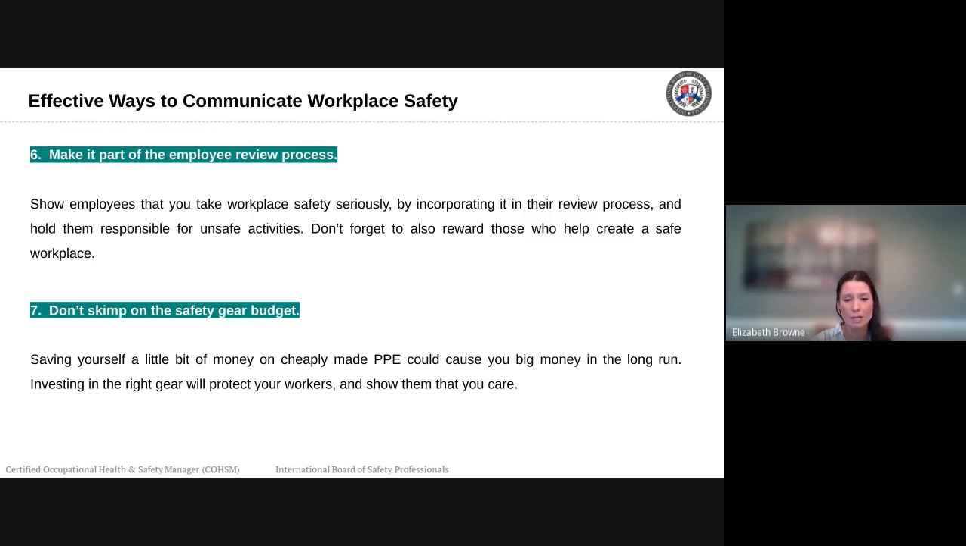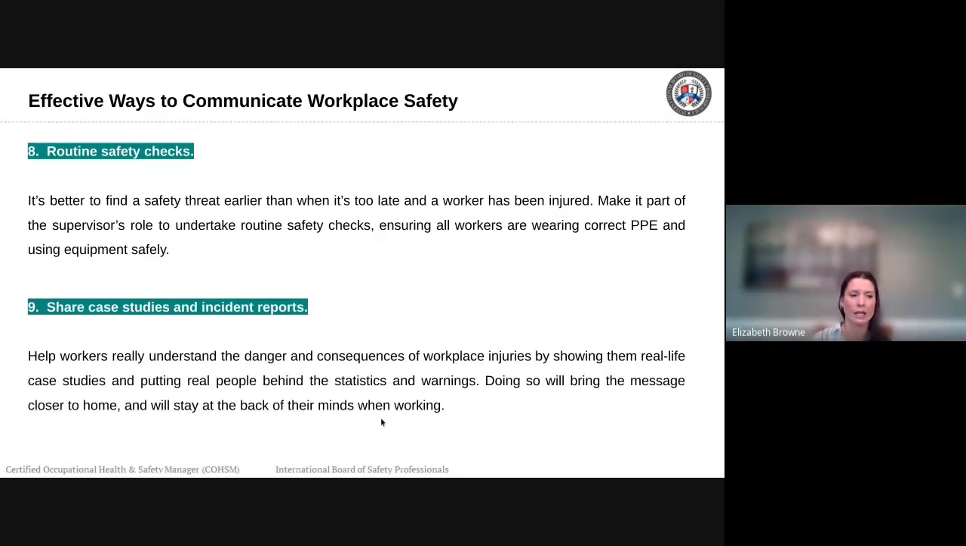Not skimping on the safety gear budget. So, making sure that our personal protective equipment is the right gear, not going for the cheapest thing out there, but showing employees that you care about them by providing them, doesn't even have to be top of the line, but really nice boots, or a new pair of boots every year, or a new pair of gloves when they get holes in them. That sounds kind of obvious that we would do that, but I've seen companies that are very reluctant to supply employees with the appropriate PPE that they're required to wear. So that's another thing that can really go a long way in worker satisfaction and a positive safety culture.